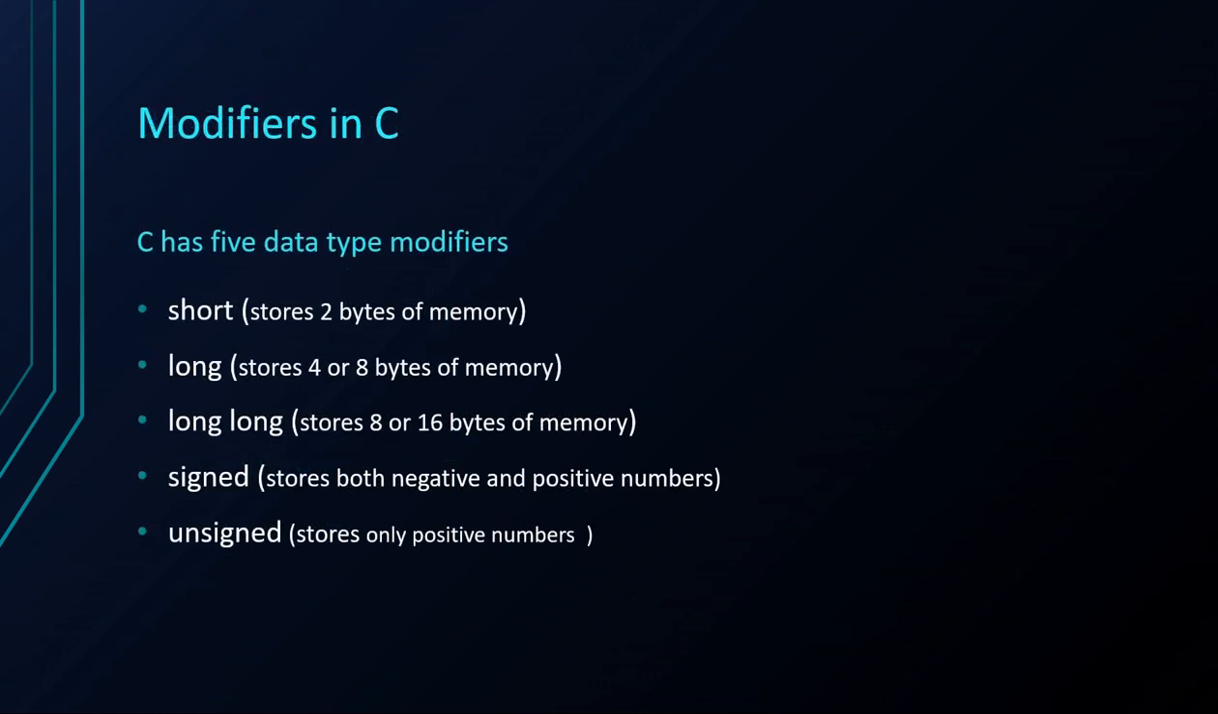C has 5 data type modifiers. We have short, long, long long, signed, and unsigned. The difference between them is that a short int is stored within 2 bytes of memory, a long int is stored within 4 or 8 bytes of memory, and a long long is stored within 8 or 16 bytes of memory. A signed int can represent both negative and positive numbers and stores 4 bytes of memory, while an unsigned int can store only positive numbers and occupies 2 bytes of memory.